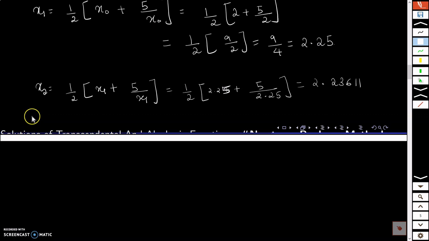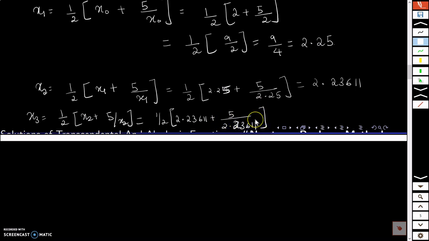So in a similar way, I can compute x3. I need 4 iterations. So x3 is half x2 plus 5 by x2. x2 we have already got now, so this will be half into x2, that is 2.23611, plus 5 by that same number, 2.23611, right? All right. So you can put this in your calculators again, and you can see that x3 will turn out to be 2.2360.